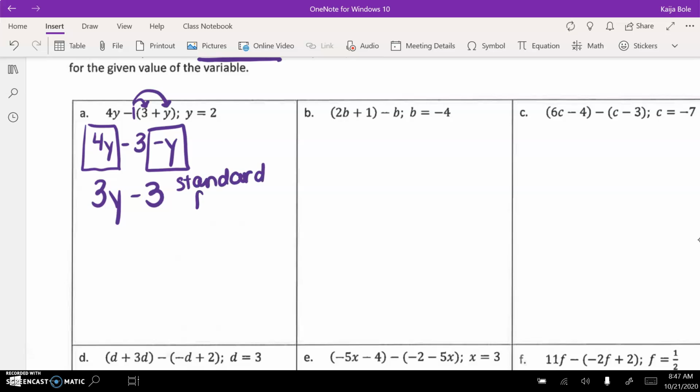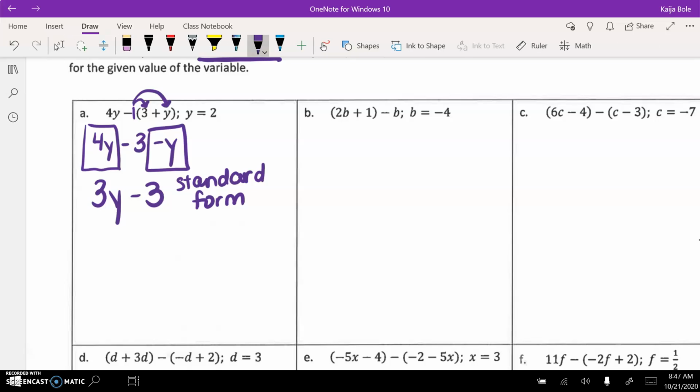So that's part 1. Now part 2 says that we want to verify the expression is equivalent by evaluating each one at the given number, okay? So I'm going to kind of split the box in two. So first I've got my 4y, so I'm going to do 4 times 2 minus, and then 3 plus 2, okay? So parentheses first. So 3 plus 2 is 5, and then 4 times 2 minus the 5, and then 4 times 2 is 8, so 8 minus 5, this gives me 3.